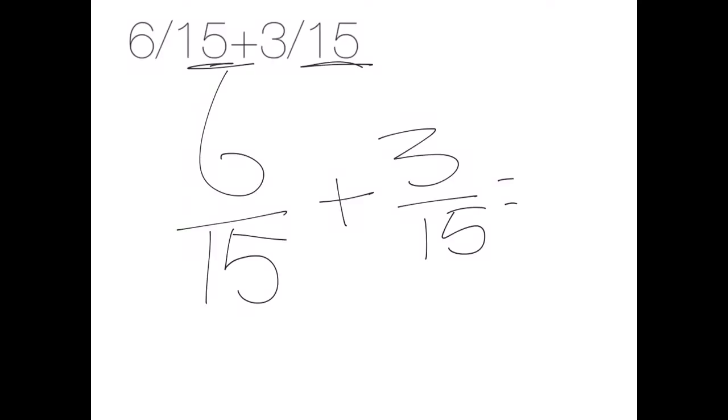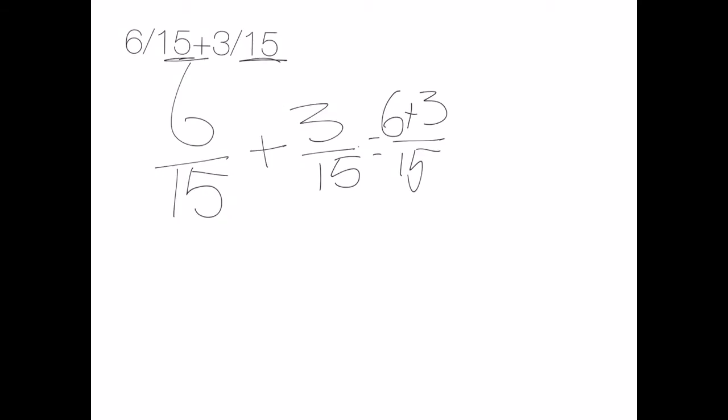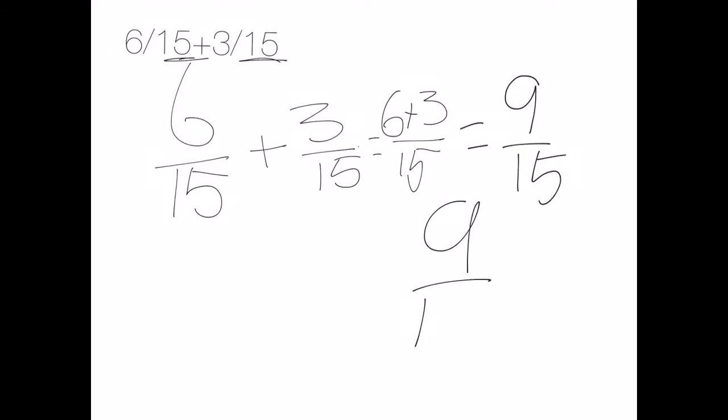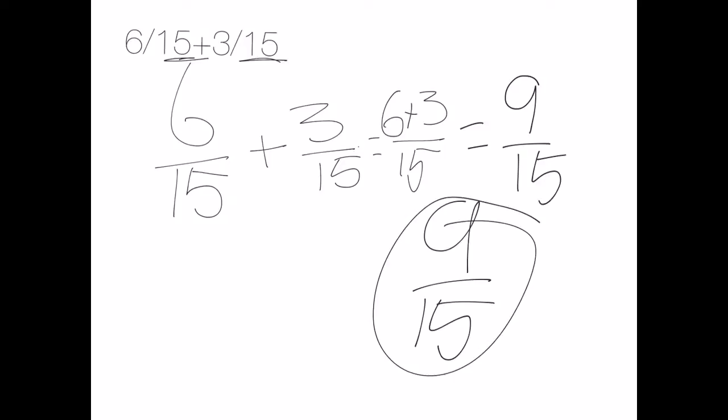Now what you're going to do is you're going to rewrite it. 6 plus 3 over 15. This then makes it quite easy. 6 plus 3 equals 9, so 9 over 15. Normally you might have to simplify it, but not for this problem. It's already simplified. Your answer is 9 over 15. In order to subtract fractions, you would do it like adding.